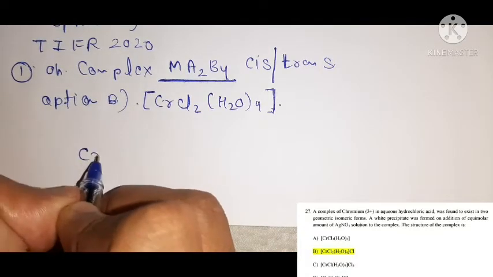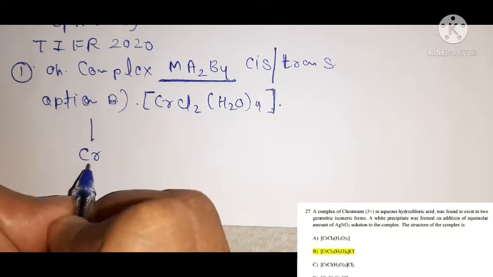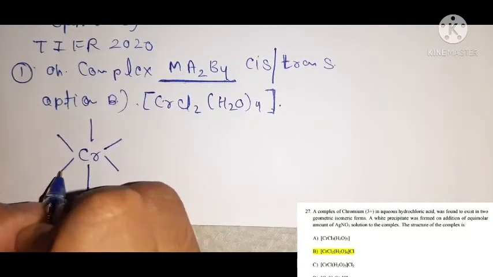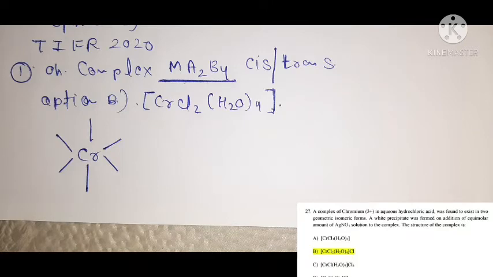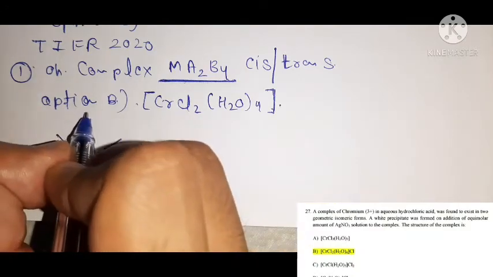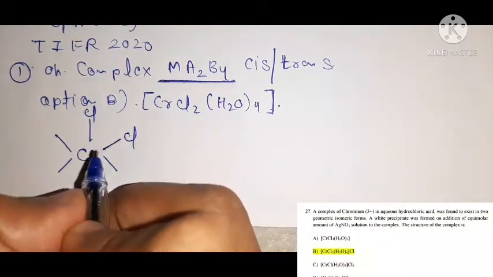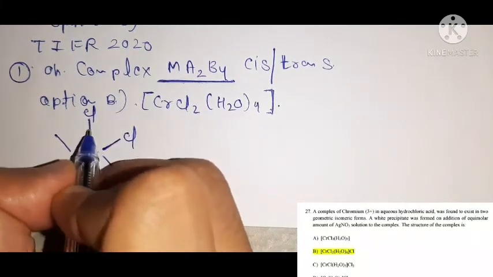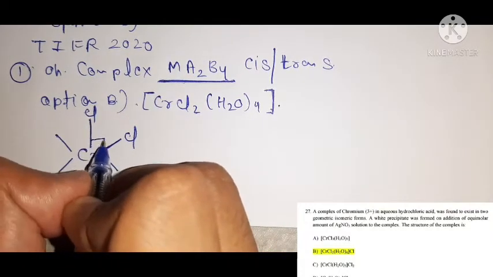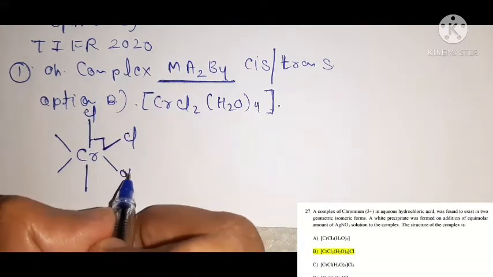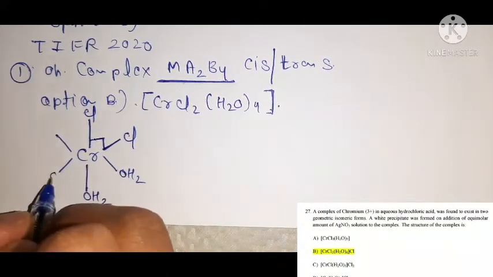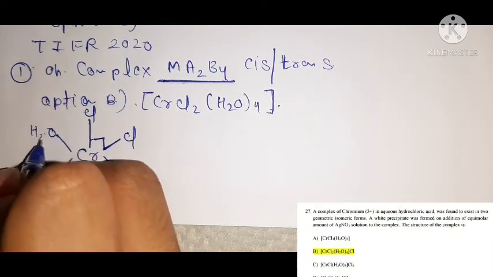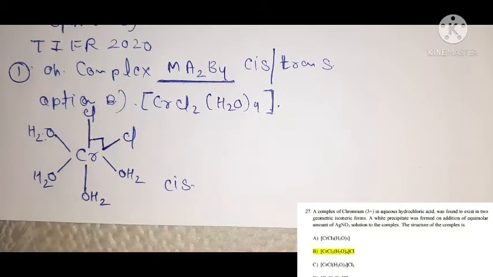So first we draw the cis form of this complex. See, for the cis form, I say that two identical ligands are adjacent to each other, or the bond angle between two identical ligands is 90 degrees. So here the two identical ligands are chlorine ligands, chlorine and chlorine, and you clearly see that the bond angle between this chlorine and chlorine is 90 degrees. And these are the 4 H2O present. So this is the cis form of this complex.